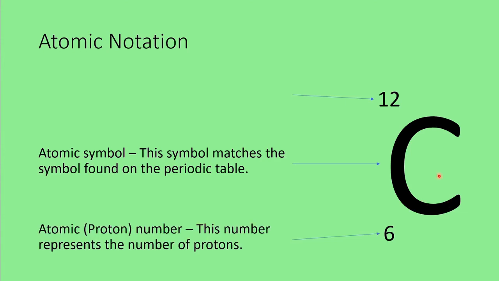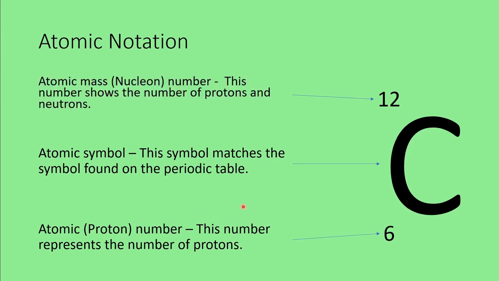The bottom number is called the atomic or the proton number, and this tells us the number of protons in the atom. And the top number is the mass number or the nucleon number, and this tells us the total number of protons and neutrons. So you've got protons here, protons and neutrons up here.